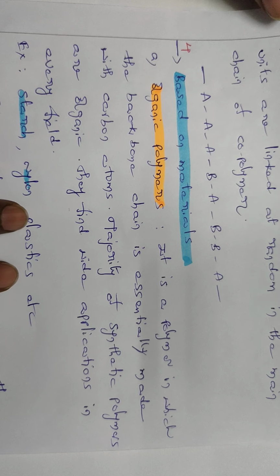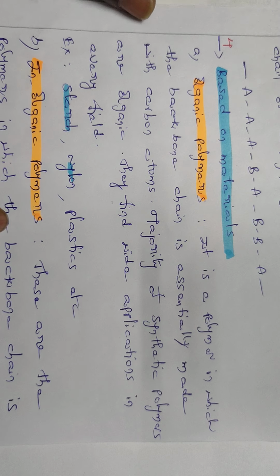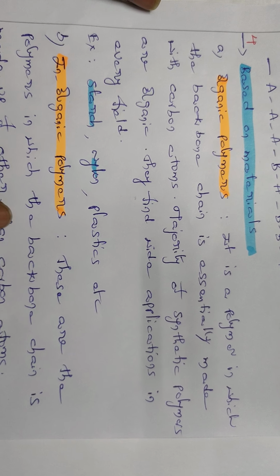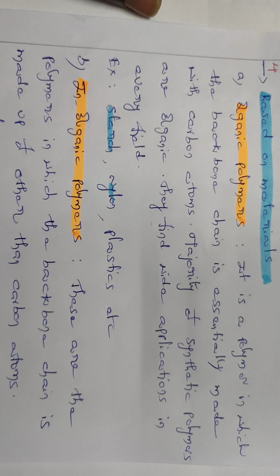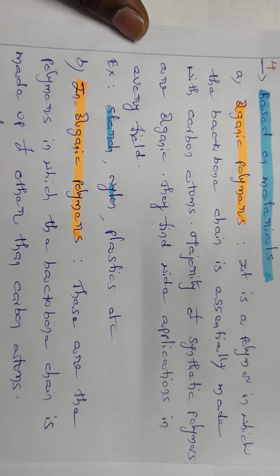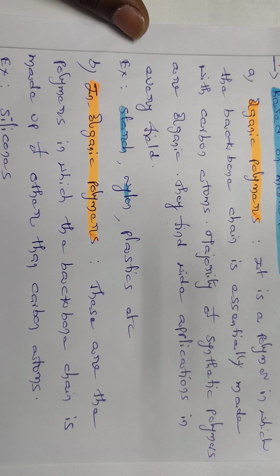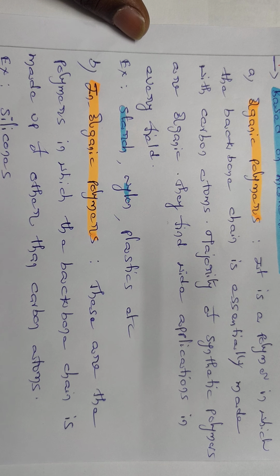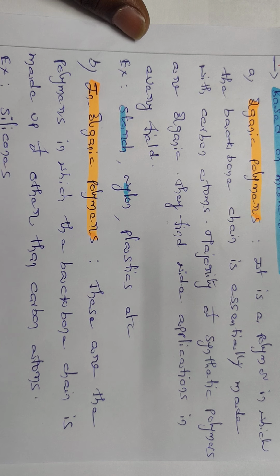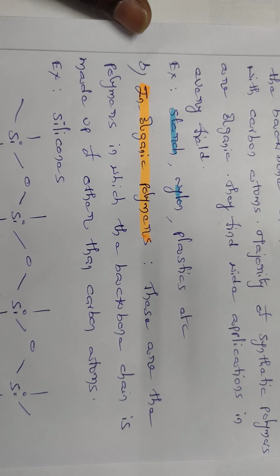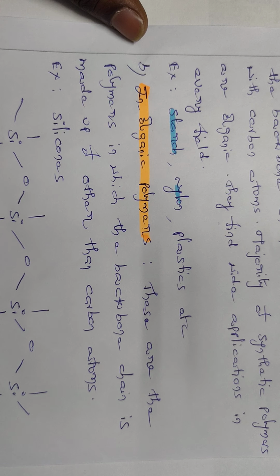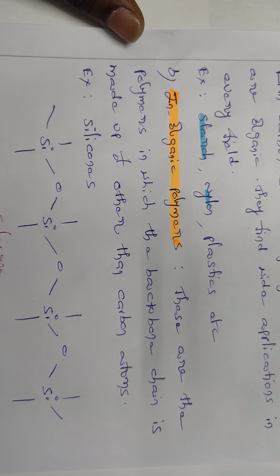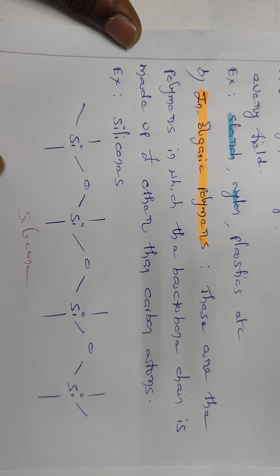Okay, and then the classification is based on materials. Basing on material selection, polymers are mainly classified as two types: organic polymers and inorganic polymers. So what are organic polymers? In which the backbone chain is essentially made up of carbon atoms. Okay, so 99% of polymers are organic polymers: polyethylene, PVC, nylon, starch, cellulose. These all are organic polymers. And then inorganic polymers. If a polymer is made up of other than carbon atoms, then such type of polymers are called inorganic polymers. For example, silicones. So here the linkage is silicon oxygen, silicon oxygen, silicon oxygen. Okay.